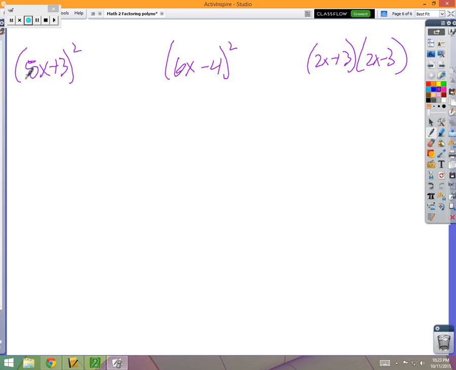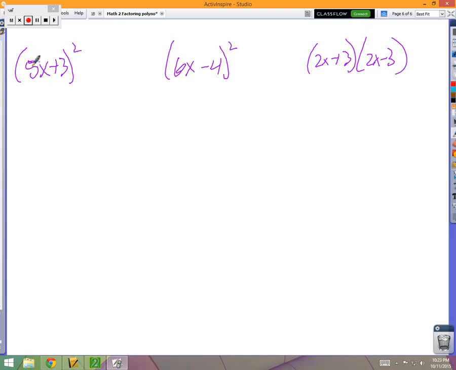Okay, the first one, 5x plus 3 squared, so it's that thing times itself. So it's one of the 3 special cases, so I'm going to do 5x times 5x, and that's going to be 25x squared. Now my last piece is going to be 3 times 3, and that's 9. Okay, the middle is going to be 5x times 3, so that's going to be 15x, but then you got to double it, because there's going to be 2 of them, so it's going to be 30x.